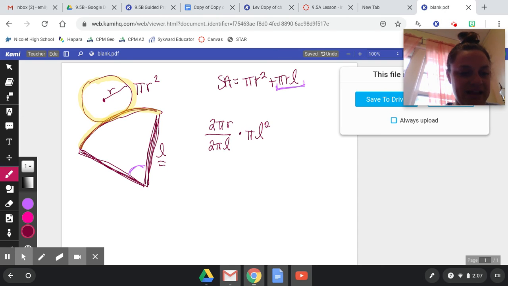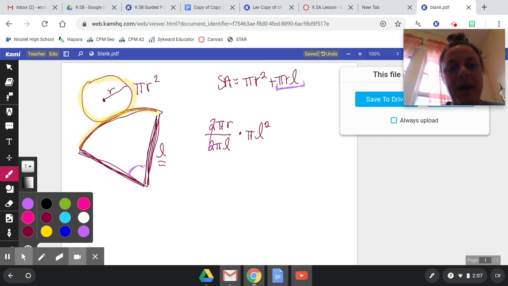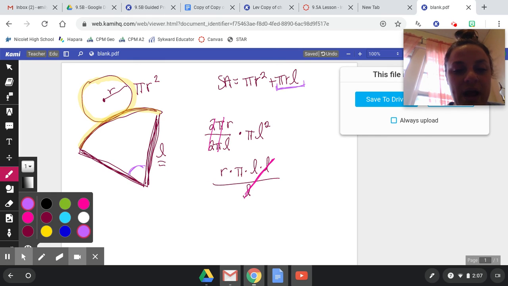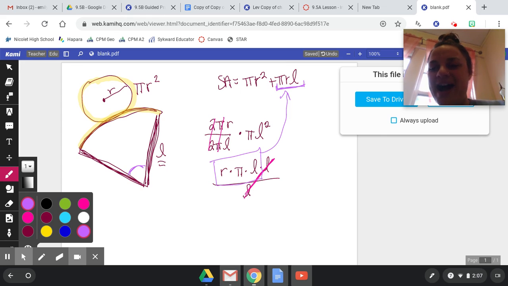So now if I simplify this, my 2's are going to cancel. My pi's are going to cancel, and I'm left with r times pi times l squared, which is really l times l, all divided by l, right? Well, now what's going to happen with one of these l's? It cancels, so I am left with r times pi times l, or if I rearrange the order, pi r l. All right, so that's just a fun little math problem to show you how we got that second part of the formula.